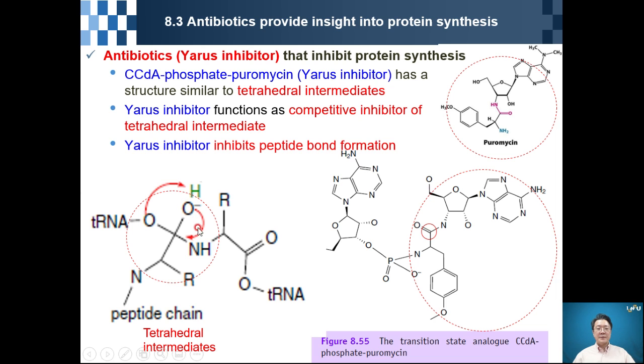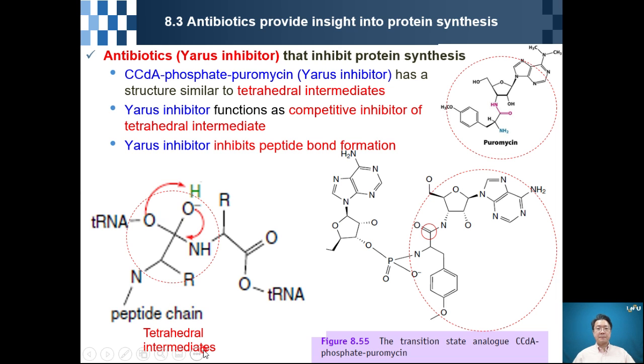For example, peptide bond formation should happen in the tetrahedral intermediate. However, the inhibitor functions as a competitive inhibitor of the tetrahedral intermediate. So it means that finally this inhibitor inhibits the peptide bond formation in the tetrahedral intermediate.